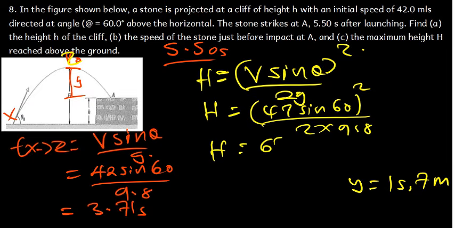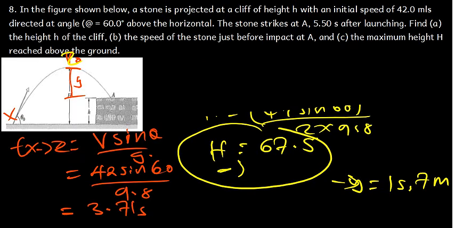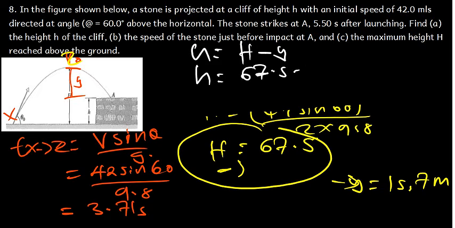Now, to go back to part A, I'm going to say the answer which I've found here minus this. To find the small h, this is what I'm going to do. The small h is going to be given by the capital H minus y. So the capital H is 67.5 minus 15.7, which is going to be 1.8 meters. So that is the small h. So for parts A and C, we are done. Unless you have questions before we go to part B, the last one.